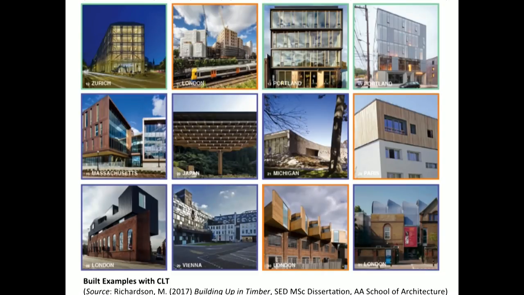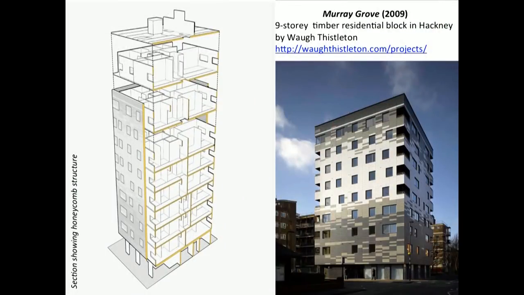Timber has been claimed as being a very sustainable material and a good alternative to traditional construction materials such as concrete and steel. And timber is light, is a strong material, is easy to assemble, and in its most modern engineered form, the cross-laminated timber, CLT, is also fire resistant. There are numerous examples also in London which have been using this material to build in height. And this is one of the examples.